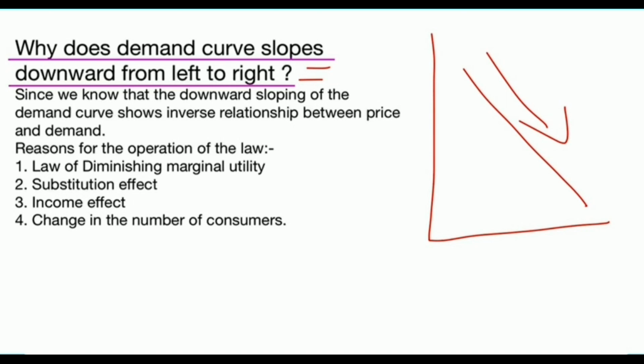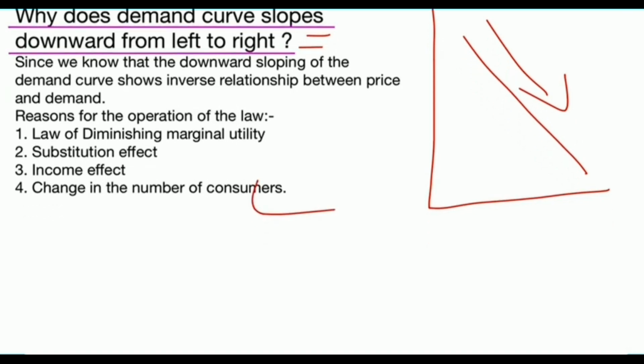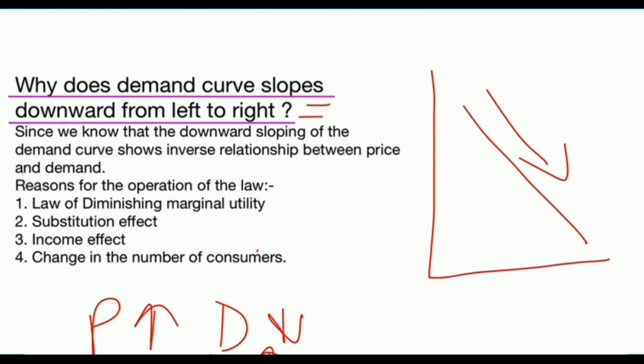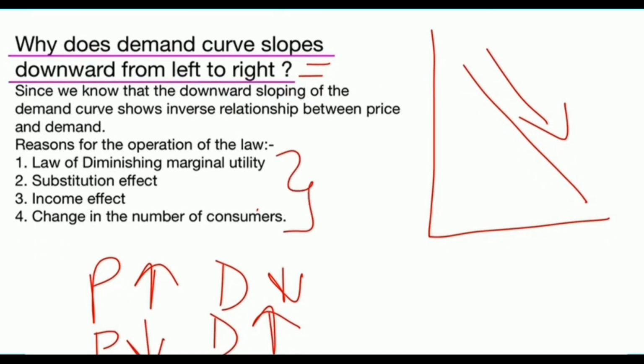Since we know that the downward sloping of the demand curve shows the inverse relationship between price and demand, which means that when the price increases, the demand decreases, and when the price decreases, the demand for that commodity increases. Correct? So basically, the law of demand is the main reason for the sloping of the demand curve, but there are also some other reasons.